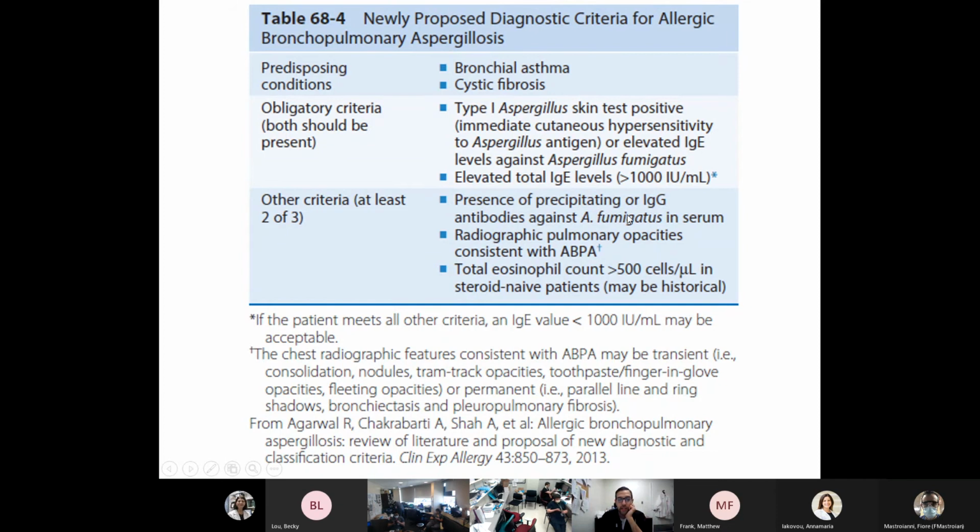Other criteria, you have to have at least 2 of 3 of these: presence of precipitating or IgG against Aspergillus in the serum, radiographic opacities like we described, and hypereosinophilia at least greater than 500 in a steroid-naive patient. Of course, a lot of these patients are already on steroids, so their eosinophils may be normalized. But in a steroid-naive patient, you want to see eosinophils greater than 500.